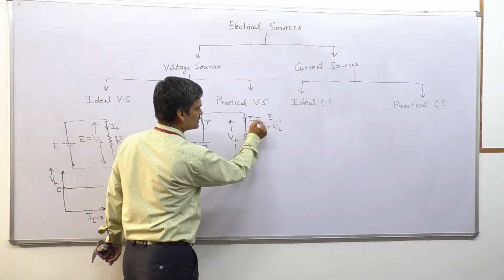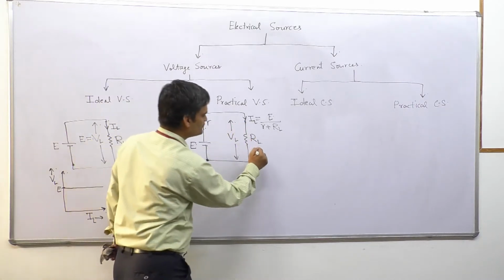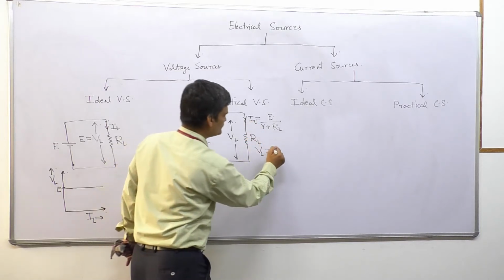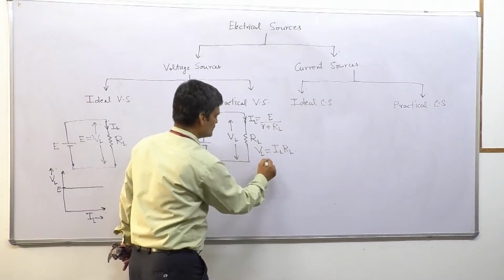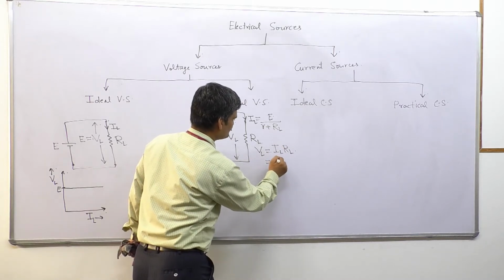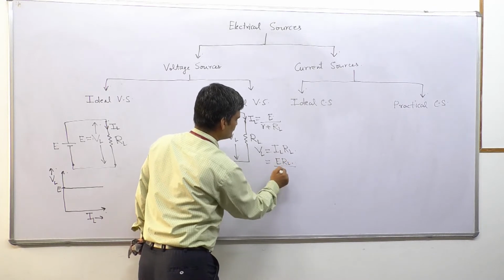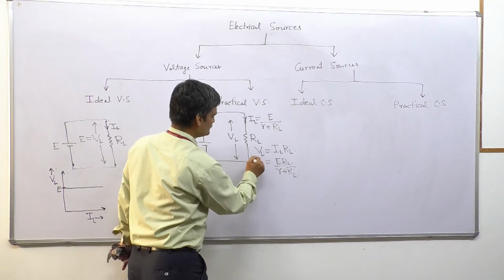In this case IL is equal to E upon R plus RL. Then what will be the value of VL? VL is equal to IL into RL. So this in turn comes out to be E RL upon R plus RL.